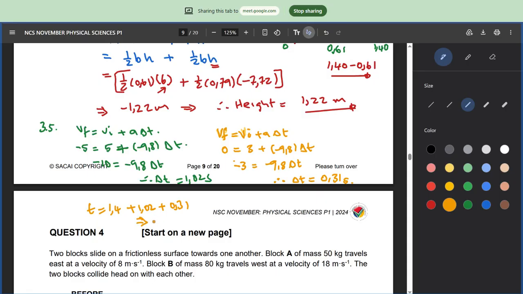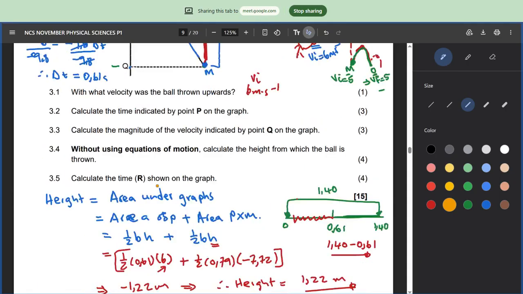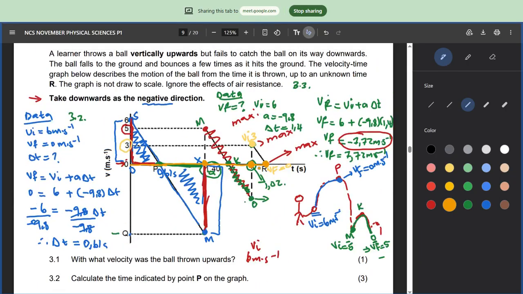So let's quickly add those ones. 1.4 plus 1.02. So this gives us 2.73 seconds. That's your time. So if you work with this step by step, you'll understand why we are adding all these times. Why we are adding all these times, because adding all these times will give us R. Okay. Are you happy with that one?